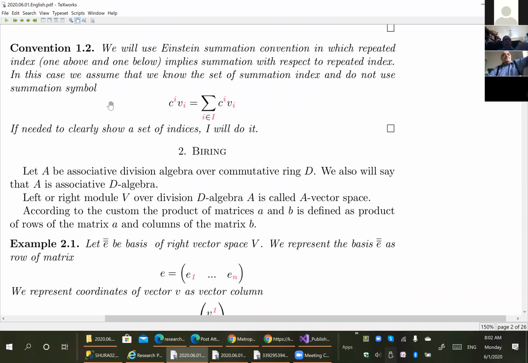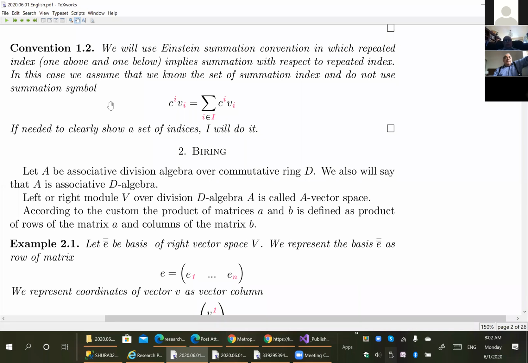Let A be an associative division algebra or commutative ring D. We also say that this is an associative D algebra. Also, we consider a left or right model V over the division D algebra, and usually this model is called a vector space.